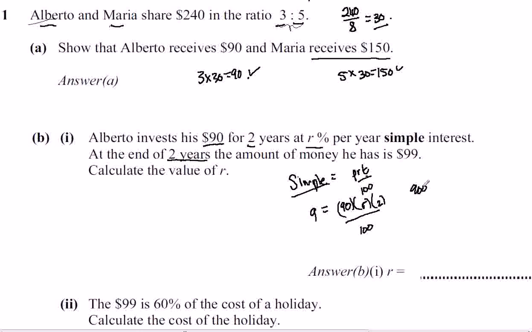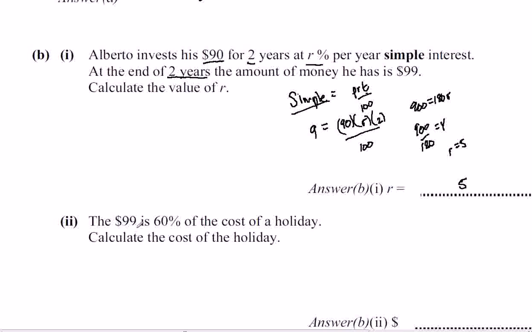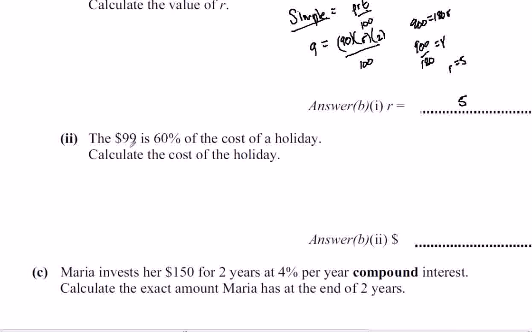So now we solve for R. It's going to be 900 is equal to 180R. So 900 over 180 is equal to R. And using your calculator, you'll find R is equal to 5. So 5% is the interest rate that he earns. The $99 is 60% of the cost of a holiday. Calculate the cost of the holiday.